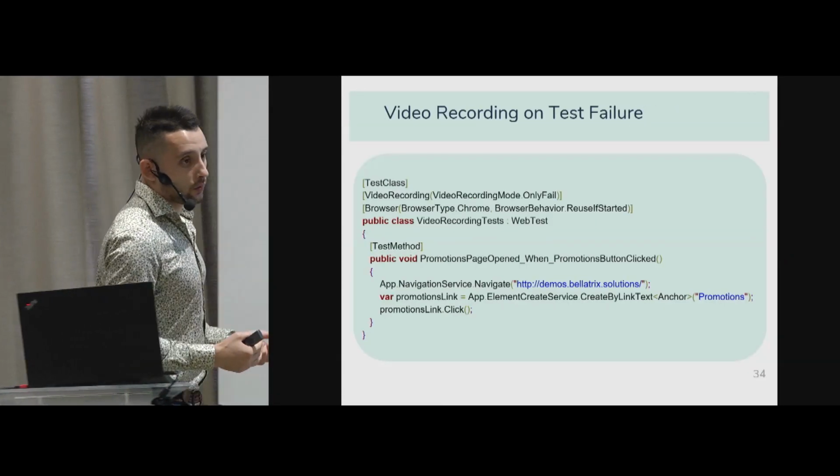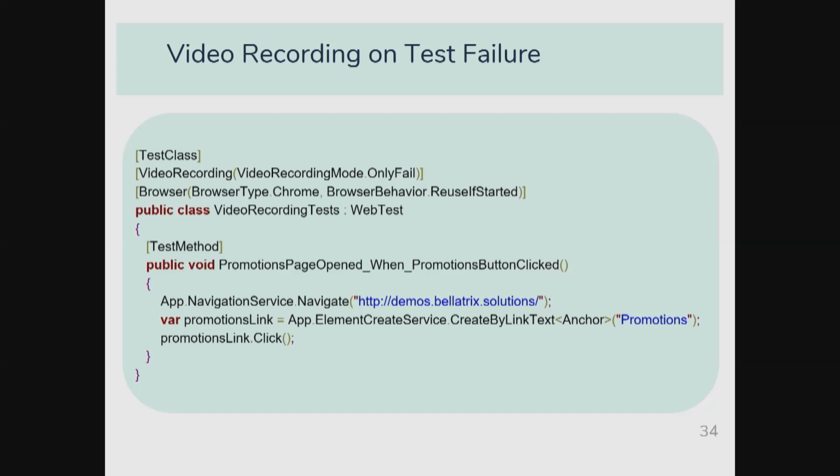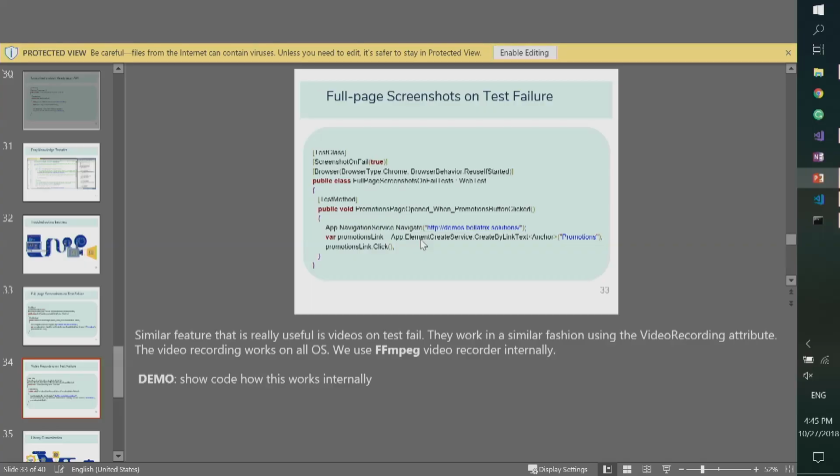Another way to catch problems and troubleshoot is creating videos. However, videos are really tricky, especially if you want to create a cross-browser video recording. Again, in Bellatrix this works in a similar way. You use attributes, and the framework will detect when your test failed and will save the video on your hard drive. How does it work?